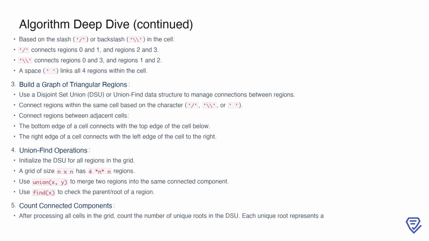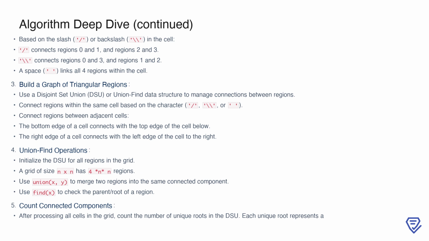Now, based on the character in the cell, these 4 regions are connected in specific ways. A forward slash connects region 0 with region 1 and region 2 with region 3, forming two separate pairs. A backslash, on the other hand, connects region 0 with region 3 and region 1 with region 2, pairing diagonally opposite regions. If the cell contains a space, all four regions within the cell are connected.